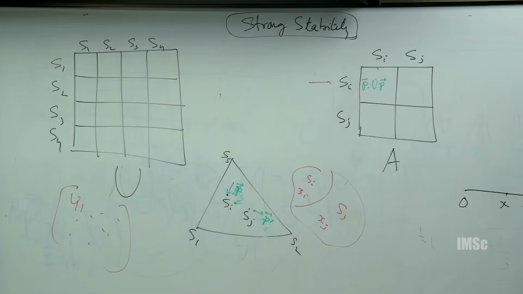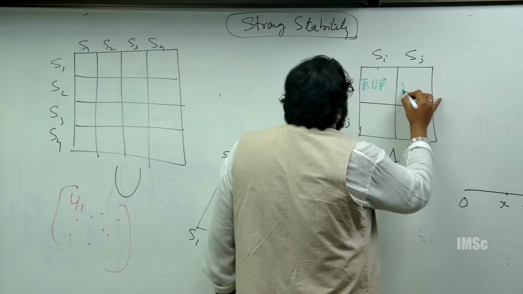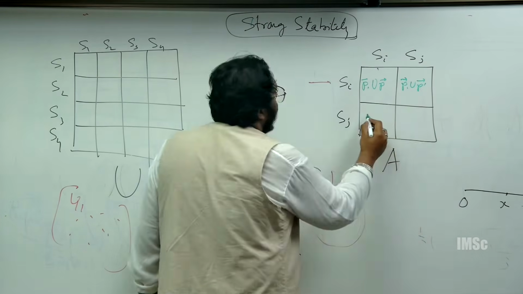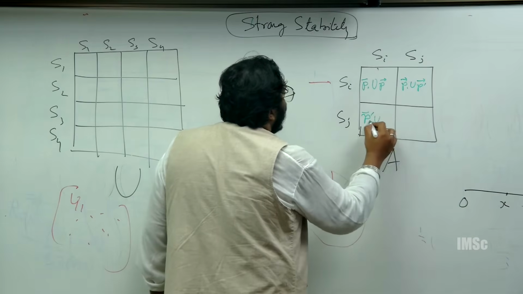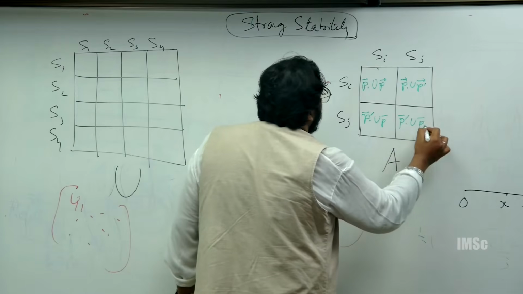Is this statement clear? Is the setup okay? So similarly, what is this going to be then? P U P prime. This will be P prime U P, and this will be P prime U P prime.